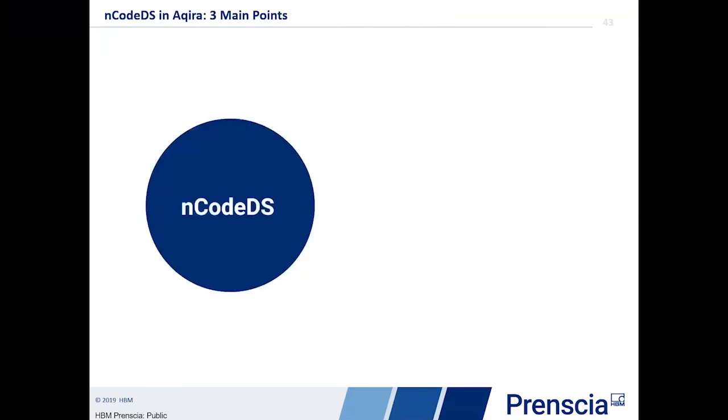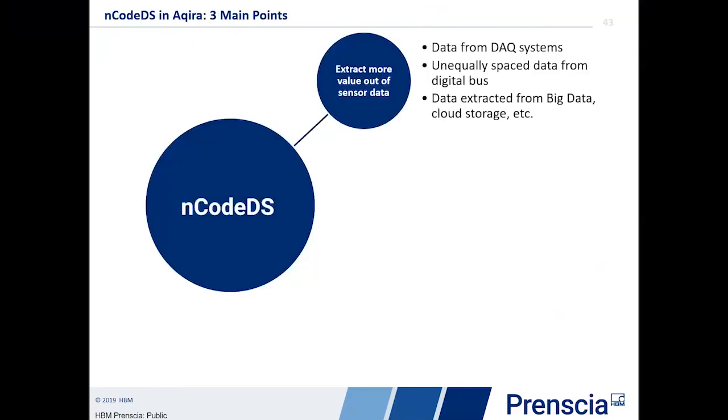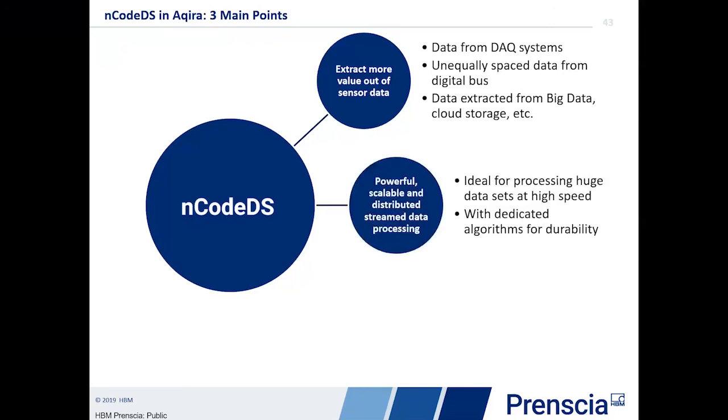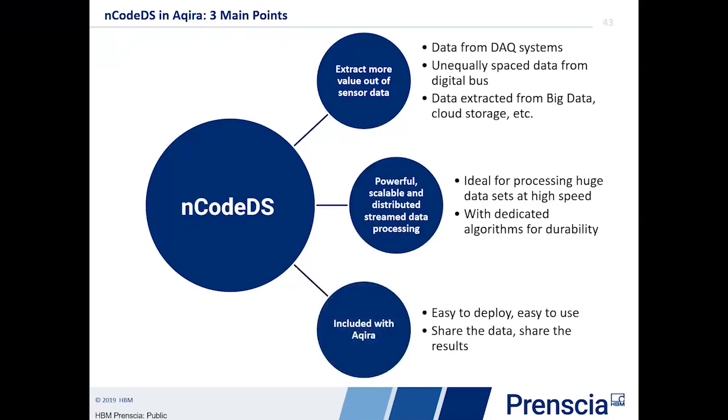So the three main points on Encode DES: you can extract more value out of sensor data, so you can analyze equally spaced data just like you do with GlyphWorks, but its even greater benefit is for unequally spaced data, such as digital bus, or even data coming from a query from, say, some kind of big data system. It is a powerful, scalable, distributed stream processing tool, so it's ideal for processing huge data sets, includes algorithms for durability, as you'd expect from us, and is also included with Aqira. So it's easy to deploy, easy to use, you can share the data, share the results, because it's using Aqira as part of apps.